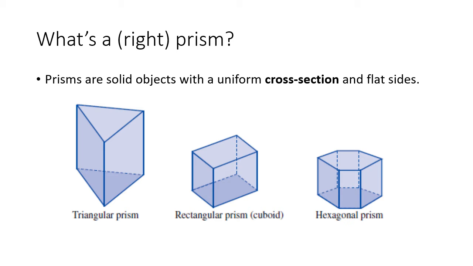Now when we talk about a right prism, what that means is that when we look at the angle that's formed between the base and the sides, that angle is always in fact a 90-degree angle or a right angle, so we get a right prism.